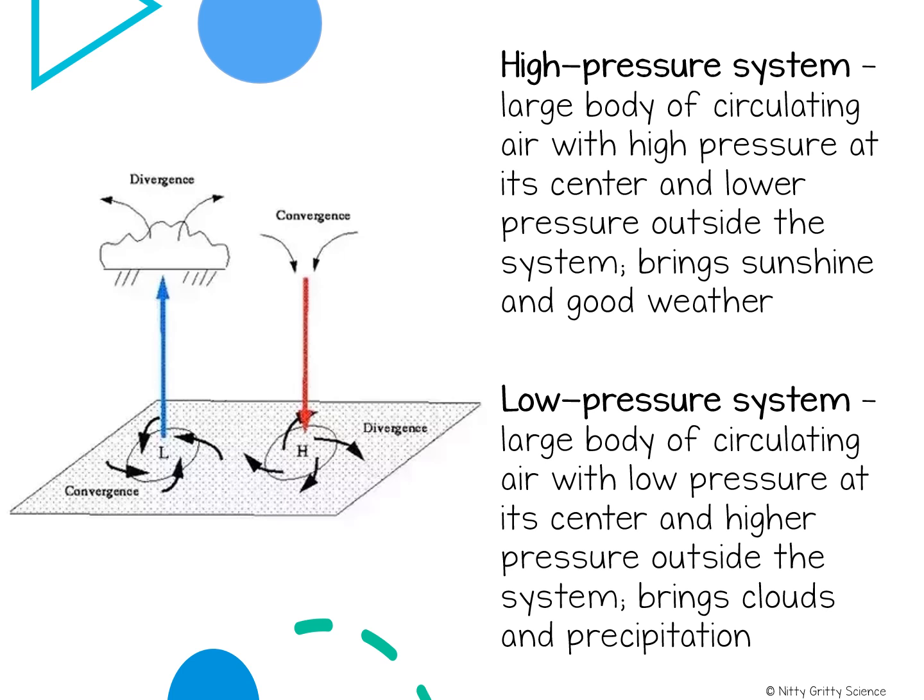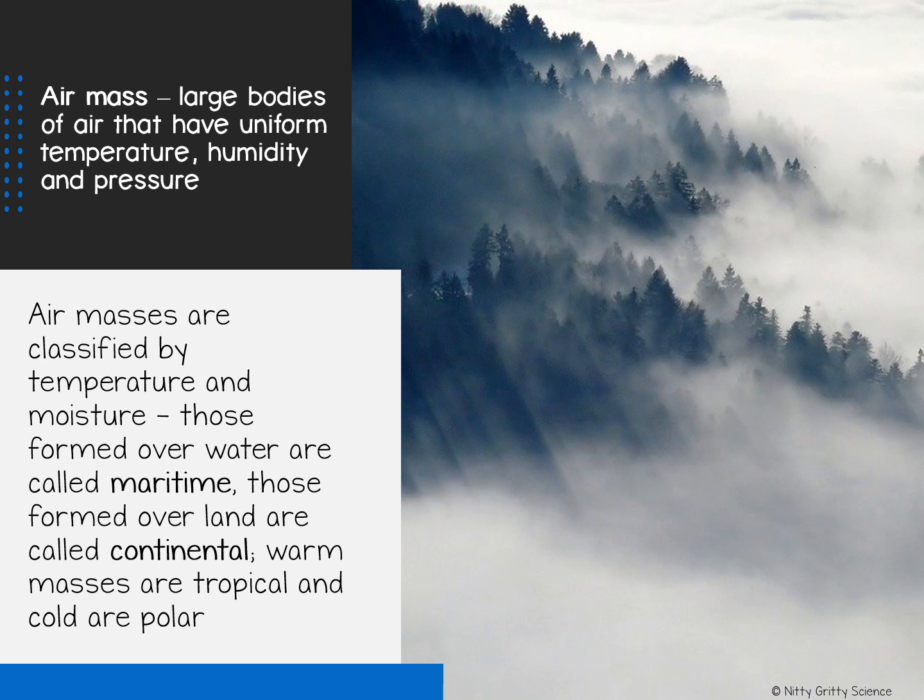Now, if you've ever noticed that weather sometimes stays the same for several days in a row, for example, warm, sunny skies in the summer, or extremely cold temperatures with snow in the winter, well, this is due to air masses, which are large bodies of air that have uniform temperature, humidity, and pressure.